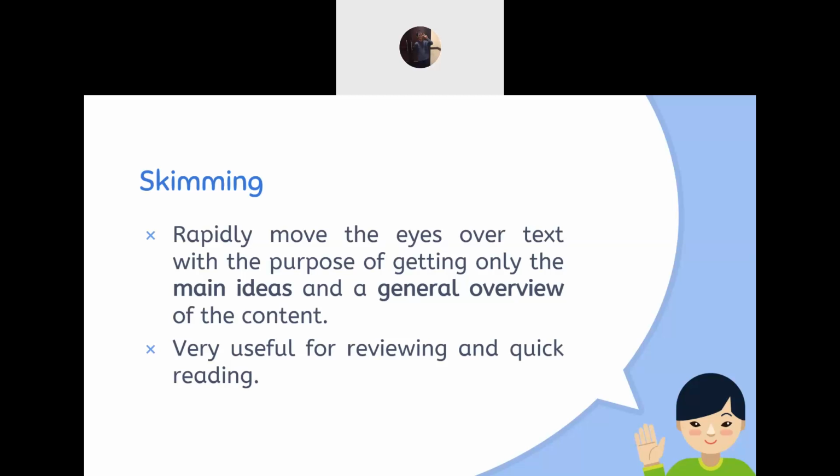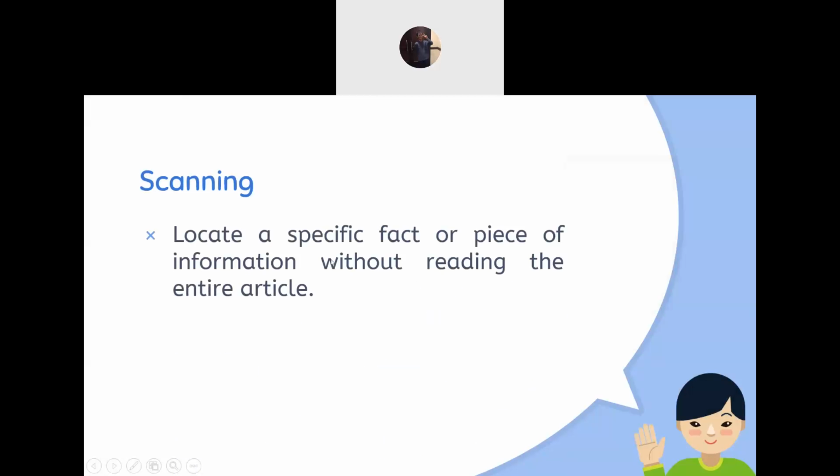You look through the text briefly to get a main idea and a general overview of what the book is about. And sometimes when you have a lot of things to read, you can practice quick reading. So it's also the same as skimming. Okay, what is scanning? Scanning is what you have practiced since young. You locate a specific fact or piece of information without reading the entire article.